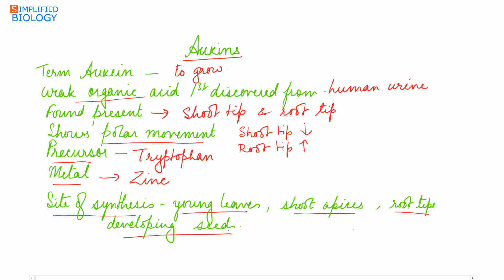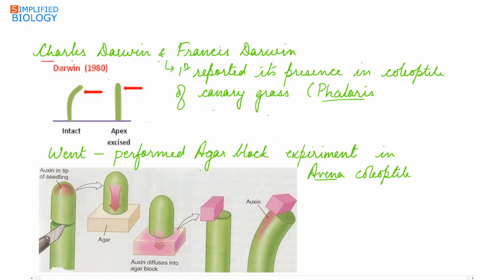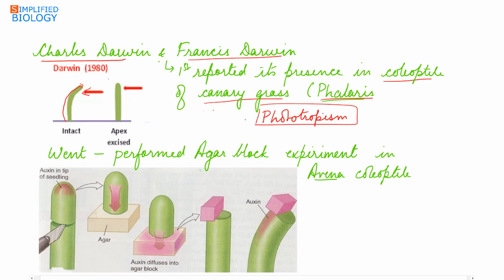and developing seeds. Charles Darwin and his son Francis Darwin first reported the presence of auxin in the coleoptile, that is the shoot tip of canary grass, that is phalaris. He showed phototropism, that is growth towards the light. Now, when the shoot tip or the coleoptile of canary grass was illuminated or light was given from one direction, the shoot tip started growing towards the light. That is, it showed phototropism.